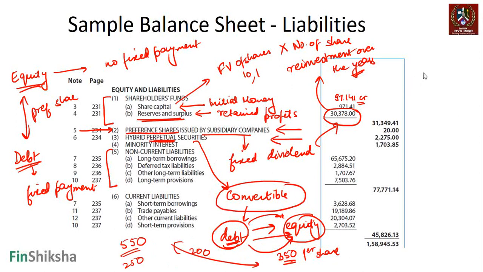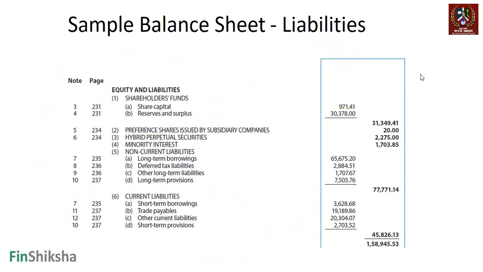Then comes the next term, which is called minority interest. Now, what is the minority interest, right? Remember we talked about consolidation, and what were we consolidating? We were consolidating anything that has a greater than 50% stake.